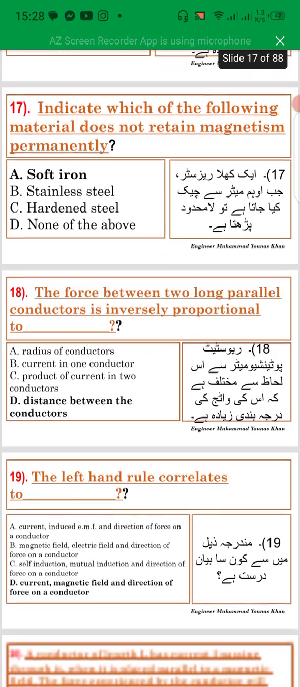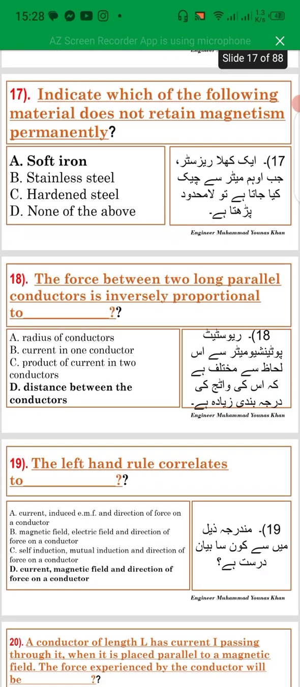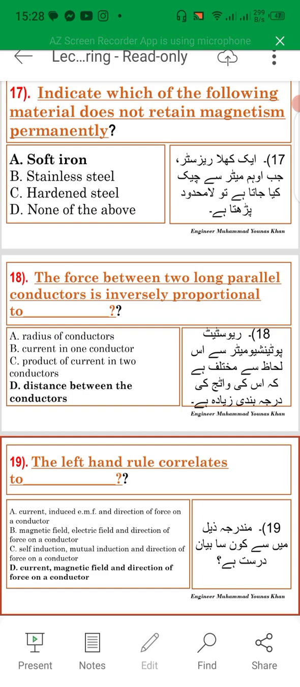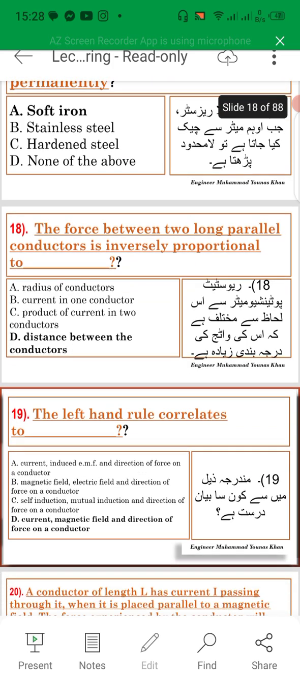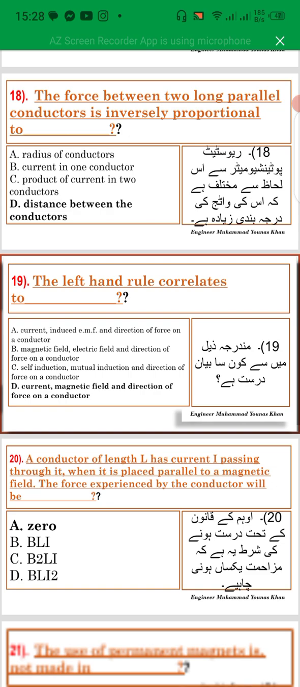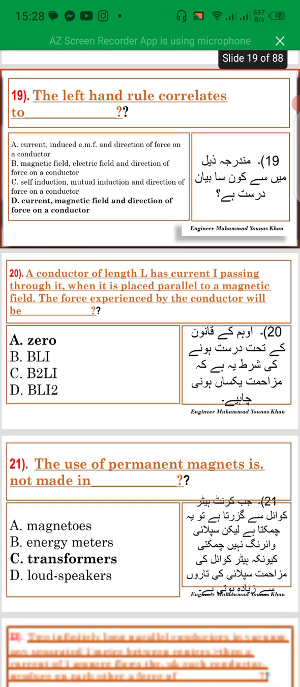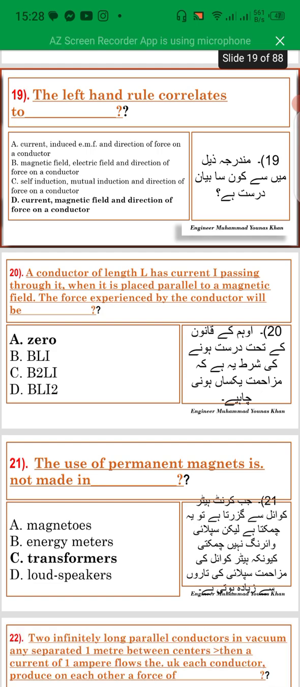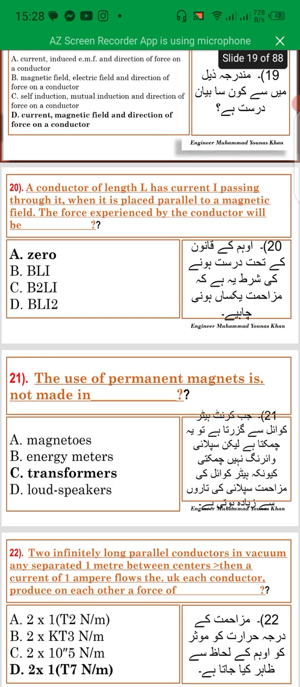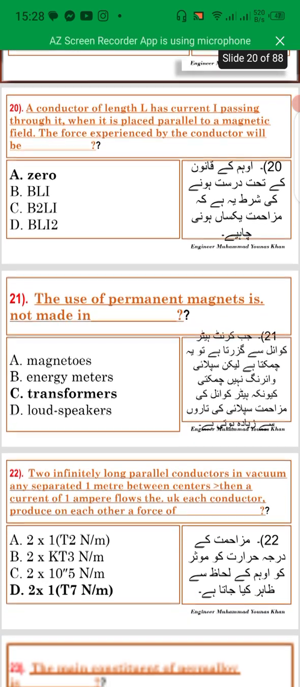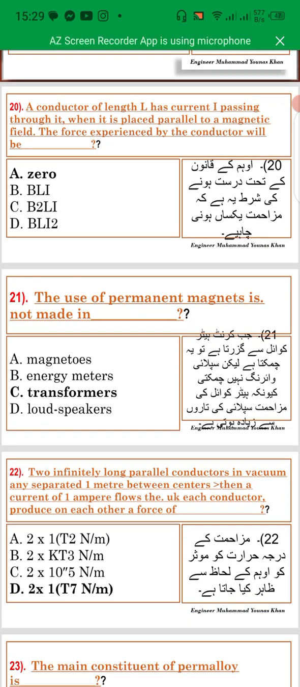Indicate which of the following material does not retain magnetism permanently. Soft iron. The force between two long parallel conductors is inversely proportional to the distance between the conductors. The left-hand rule correlates the current's magnetic field and direction of force on a conductor. A conductor of length L has current I passing through it. When it is placed parallel to a magnetic field, the force experienced by the conductor will be zero.